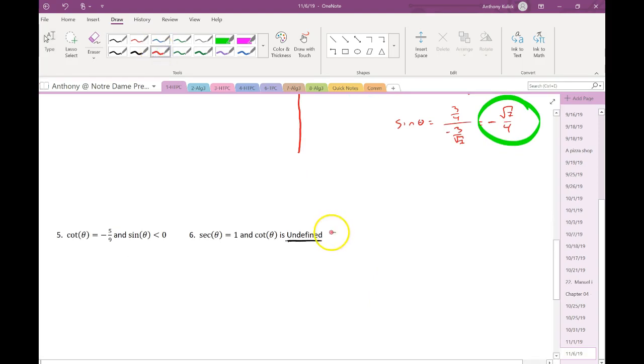So when we say undefined, I know that it's going to be something over 0. Right? Everybody's okay with that? Okay. So this, I know cotangent is x over y. So right away I can tell that y is 0, right? If I go back to the unit circle definition. And x is either going to be 1 or -1. I'm not sure quite yet.